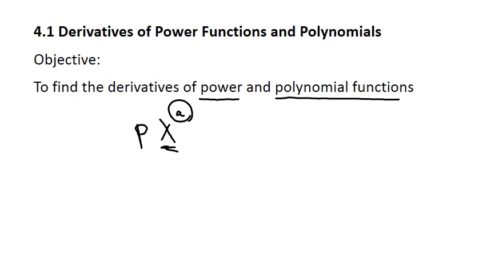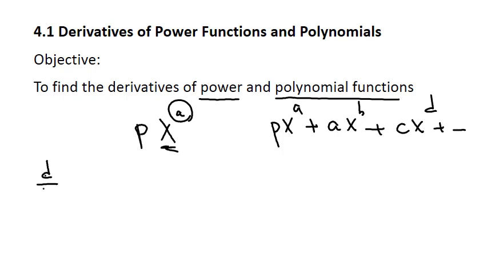Polynomial functions, remember, are just sums or differences of power functions, so they can be a p x to the a plus an a x to the b plus a c x to the d, and so on. There's a couple of what we could call power functions that we already know the derivative of. For example, we know the derivative of a constant function. So the derivative of the line y equals 3 or y equals 4 or y equals 5, so the derivative of just some constant function is 0 because its slope is 0.